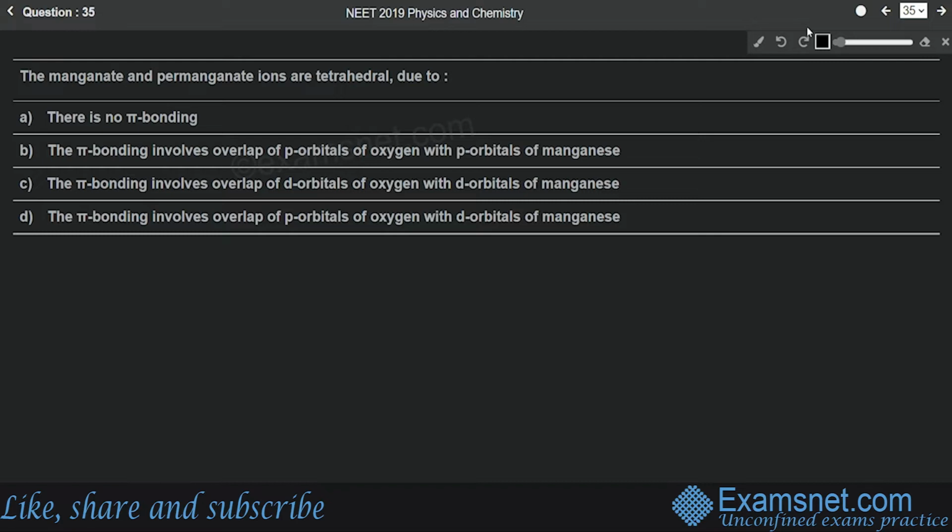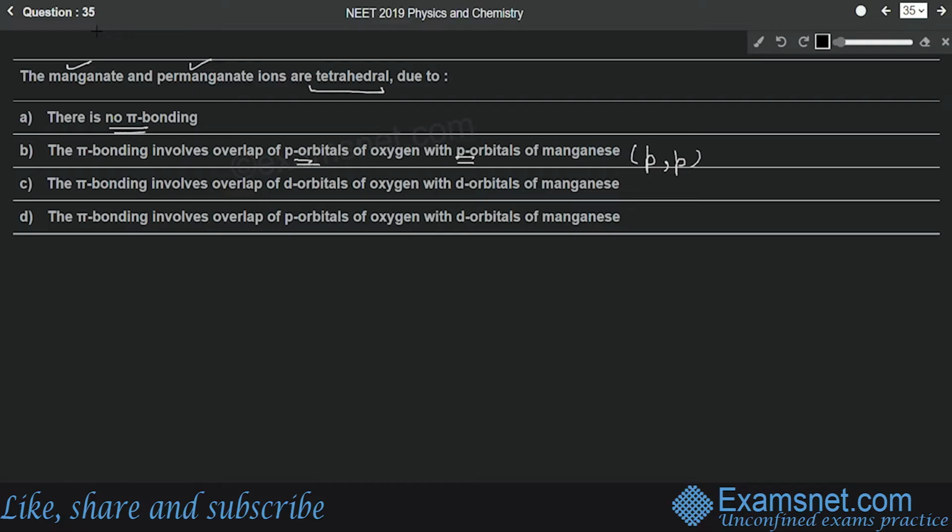Question number 35 is from the chapter D and F block elements, and the question is, the manganate and permanganate ions are tetrahedral due to, options are, there is no pi bonding, then the pi bonding involves overlap of p orbitals of oxygen with p orbitals of manganese. Okay, so both are p orbitals.